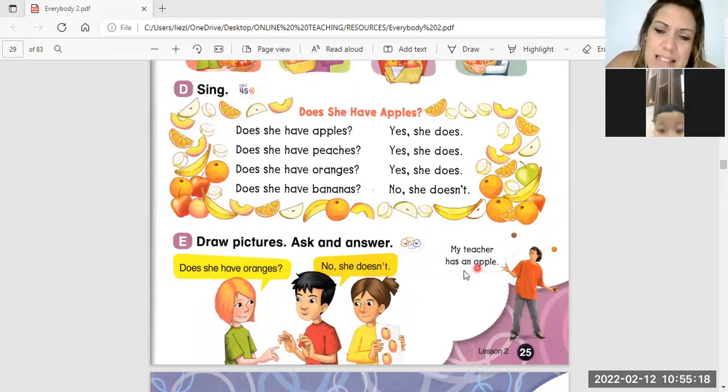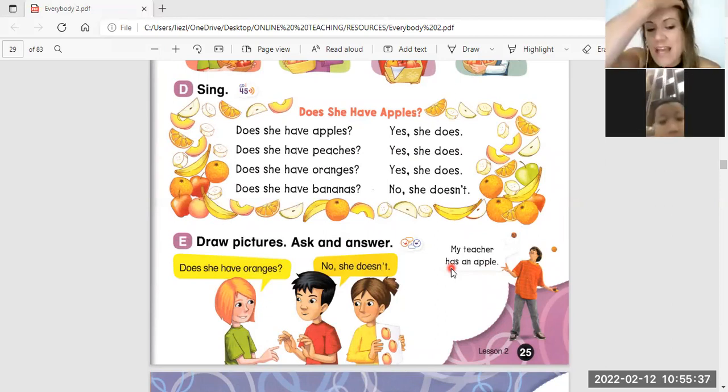My teacher has an apple. My teacher has an apple. An apple. Good.